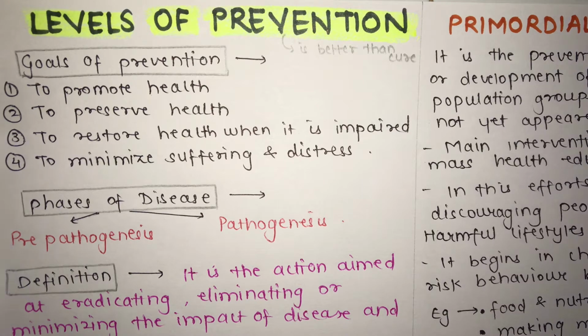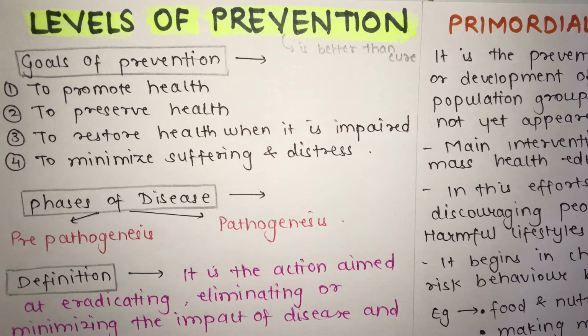So what are the phases of disease? There are two phases, pre-pathogenesis and pathogenesis. Pre-pathogenesis is when the disease agent has not yet entered the man, but the factors which favor its interaction with the human host are present in the environment. So the person has no disease in the pre-pathogenesis phase. Pathogenesis begins with the entry of the disease agent into the human host. The final outcome can be recovery, disability or death. So these are the outcomes of pathogenesis. Pathogenesis is when the person gets a disease.